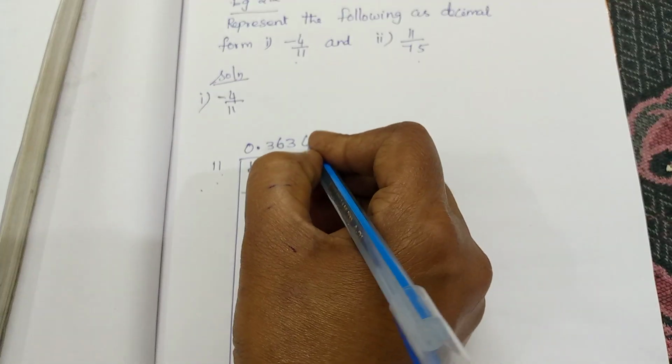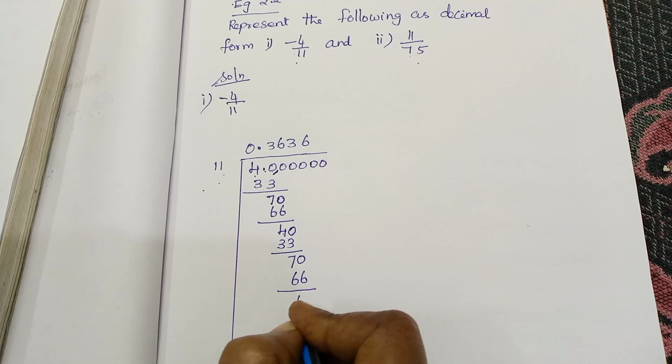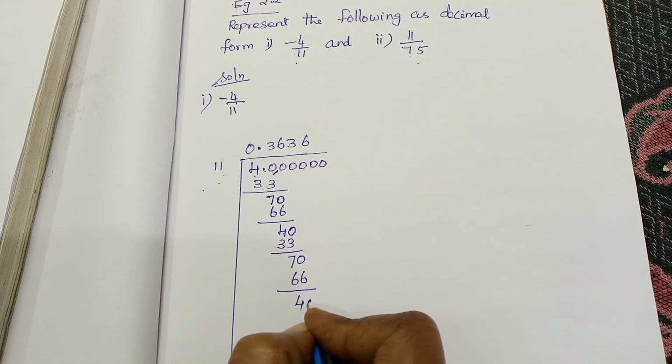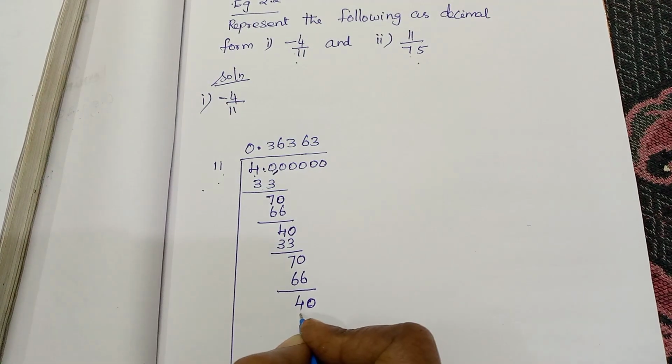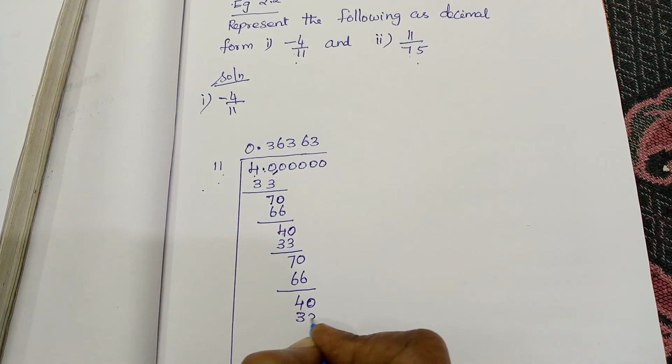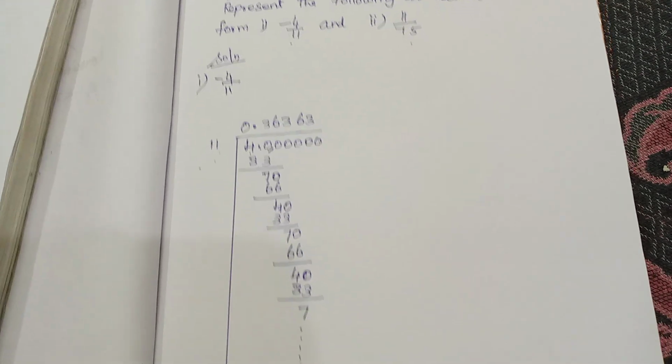So 6 11s are 66. Subtract it, 4, 0. 3 11s are 33, and so on. Subtract it, 7, and so on. It will go on without end.